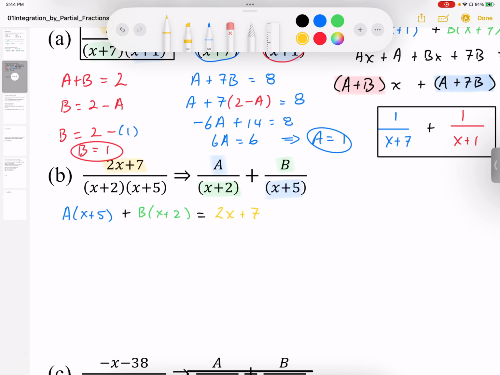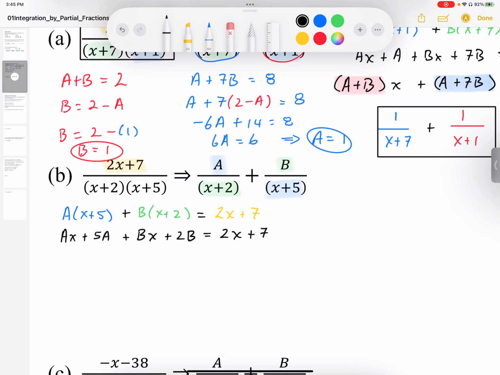Now to solve for a and b, we can group our a and b coefficients. I'm going to do that by expanding. So ax plus 5a, so that I have an x term and a constant term. Here I'm going to end up with an x term bx plus the constant term 2b, and that's going to be equal to 2x plus 7.